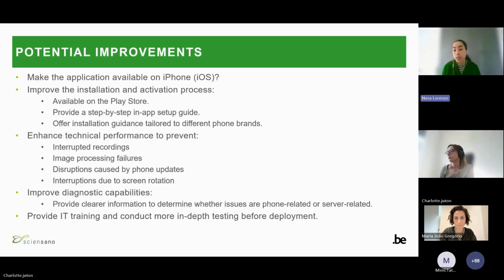And these have already been communicated with the WHO, but the main criteria we really think could improve things is making this application available on iPhone as well as Play Store, providing a better way to improve the installation process, but as well the technical part. So there's no interruptions in the recordings, no interruptions when there is a phone update, or in the transfer of the pictures to the server.